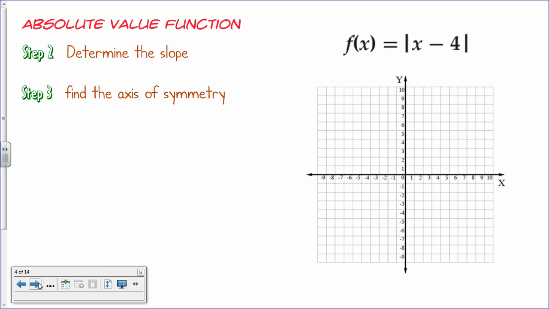Okay, step 2, determine the slope. We just did that, right? We said it's what? Positive, and it's 1 over 1, right? So that means I'm going to plot my vertex. Where's my vertex go? Over here, doesn't it? 4 and 0. What is my vertex? Is it a maximum or minimum? Minimum. So it means the lowest point. So my slope, you go where? Up 1.